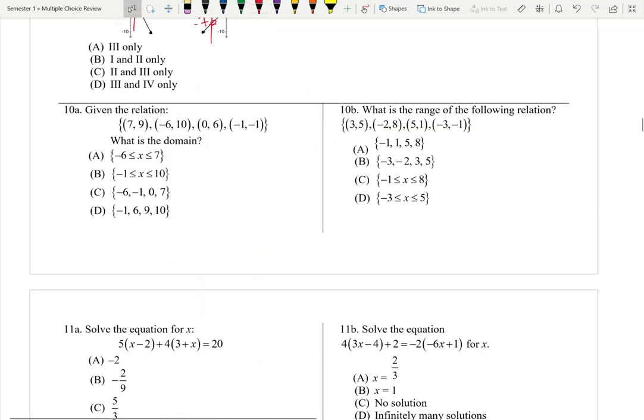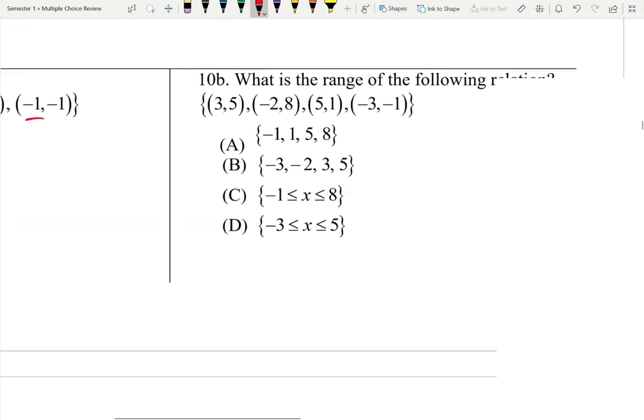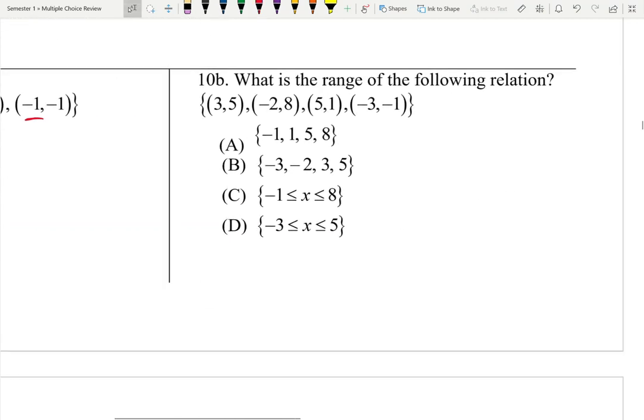10a, given the relation, what's the domain? So what is domain, right? Domain is all the input values. So 7, -6, 0, and -1. So that would be the same as -6, -1, 0, and 7. 10b, what is the range of the following relation? Range are all our output values, so that would be 5, 8, 1, and -1. In order, it would be -1, 1, 5, and 8, right?